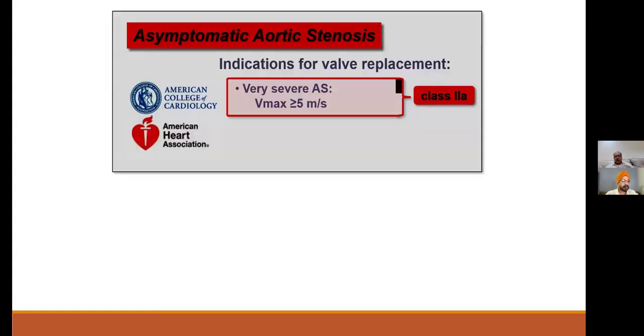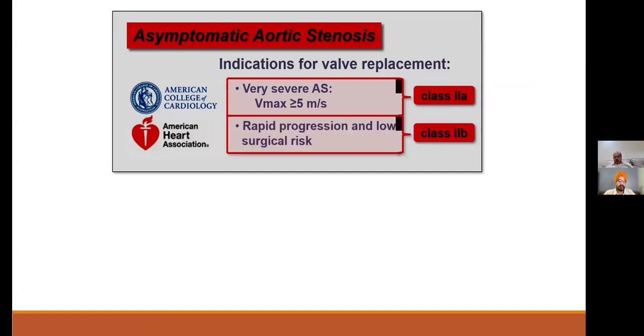Anyway, now where are the indications for valve replacement surgery in asymptomatic patients? If you look at the American College of Cardiology, it is a Vmax of 5 meters per second, or there is a rapid progression and low surgical risk. This is class 2B. And what is a rapid progression? 0.3 centimeters square constriction per annum. If it is more than that, then you can really push yourself hard, because class 2B indication is something like class 3. So we are looking at a max PG more than 5 as a definite criterion for valve replacement.